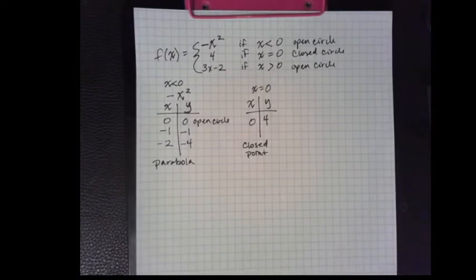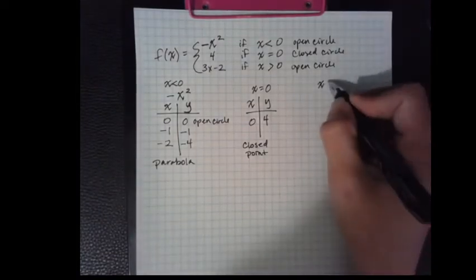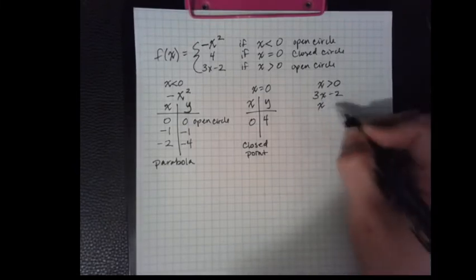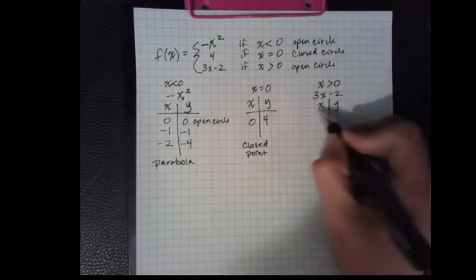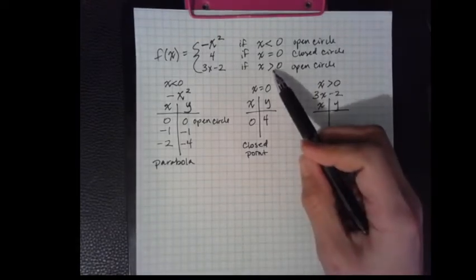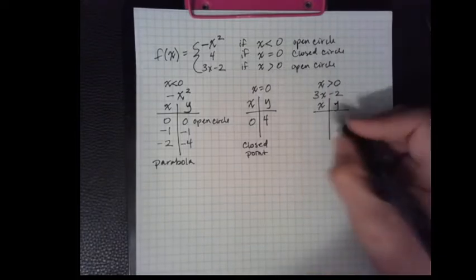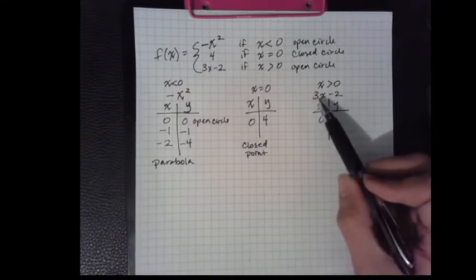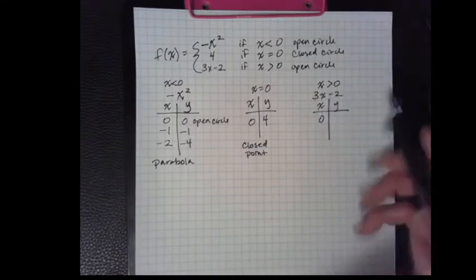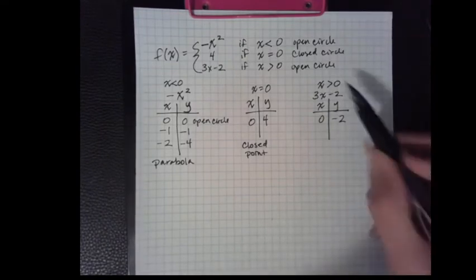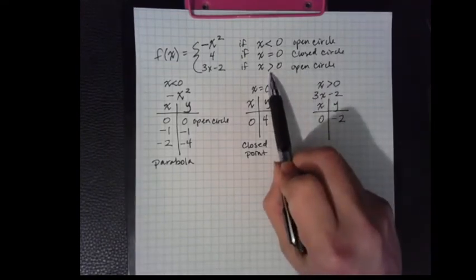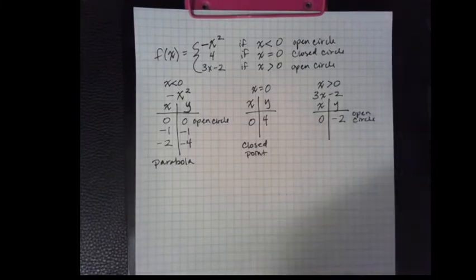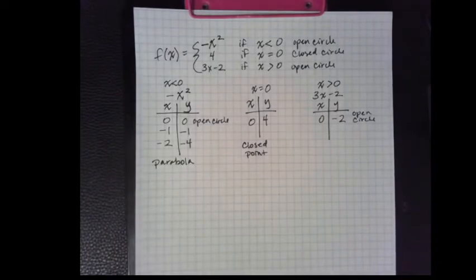And we have one more to do. When x is strictly greater than 0, we're looking at the equation 3x minus 2. So let's make a t-chart, x and y. And one more time, I still want to go ahead and evaluate with 0 just to see what's happening on the graph. So taking 0 and plugging it in for x, I have 3 times 0, which is 0, minus 2. So I have the point 0, negative 2. And remember, my x has to be strictly greater than 0, so this is an open circle. We just want to know what the line is heading towards, not actually where it's at.